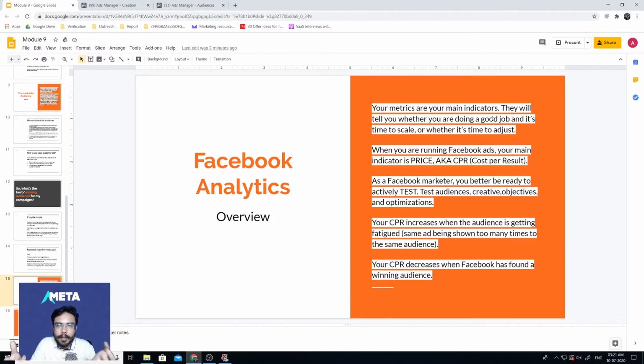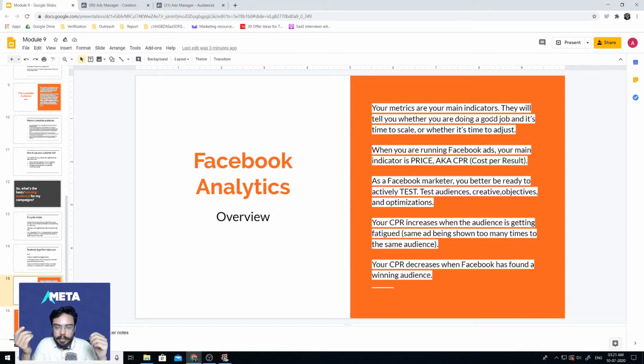That's the ultimate metric that you've got to track, and that metric is made up of many sub-metrics, but the main metric is cost per result, because that determines everything, right? That determines how profitable you are and how well you're doing. As a Facebook marketer, you better be ready to actively test audiences, test creatives, test optimization objectives and whatnot.